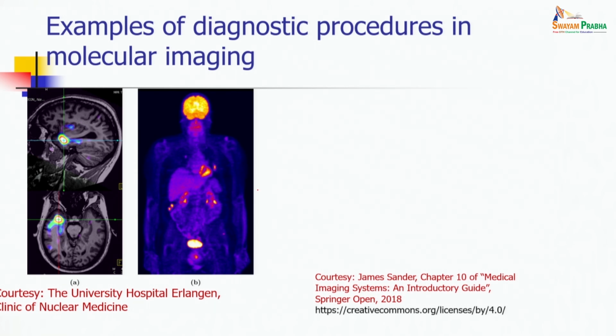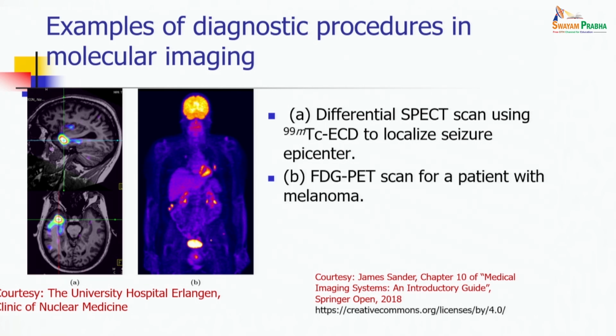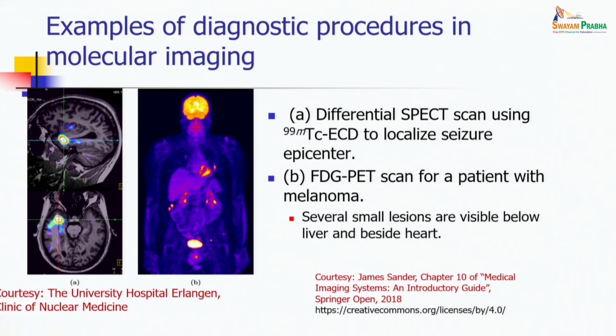This is also another example. This is actually the SPECT. It is a differential SPECT scan, and this is an FDG PET scan for a patient with melanoma. So we can see that even the small lesions are visible. This is the power of this method.